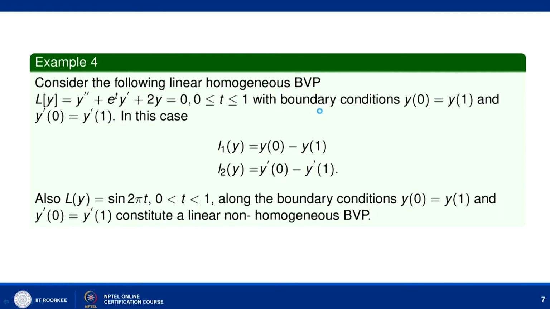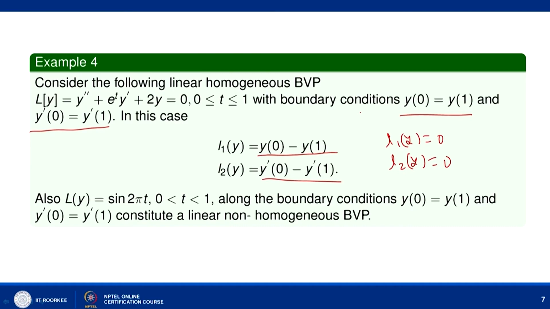Then consider the next example. Here we have a homogeneous boundary value problem: y double dash plus e to the t y dash plus 2 y equal to 0, and t is lying between 0 to 1. The boundary conditions are y 0 equal to y 1 and y dash 0 equal to y dash 1. If you recall, these are periodic boundary conditions, and here let us write L1 y equal to y 0 minus y 1 and L2 y as y dash 0 minus y dash 1. So L1 y equal to 0 and L2 y equal to 0 give you these periodic boundary conditions, which are defined like y 0 equal to y 1 and y dash 0 equal to y dash 1.